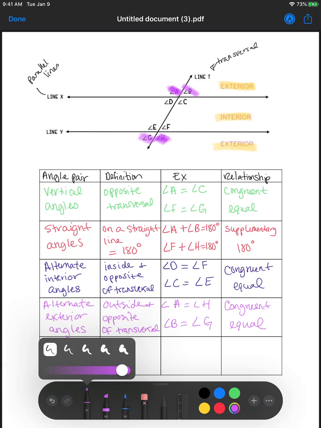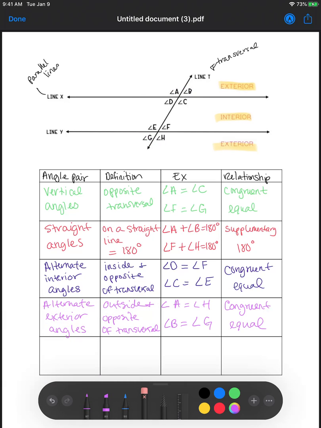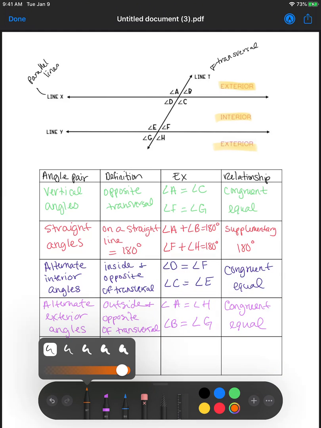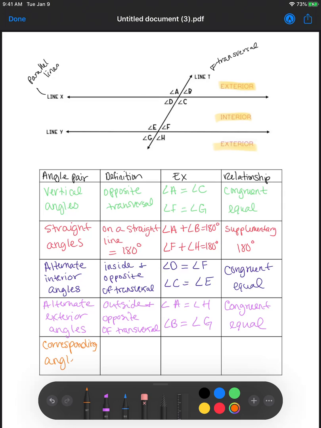All right. I'm going to erase this. Let us go with some orange. And we're going to talk about corresponding angles. And these are angles that match in relative position. So there are matching corners. They match. They're in the same place or corners.